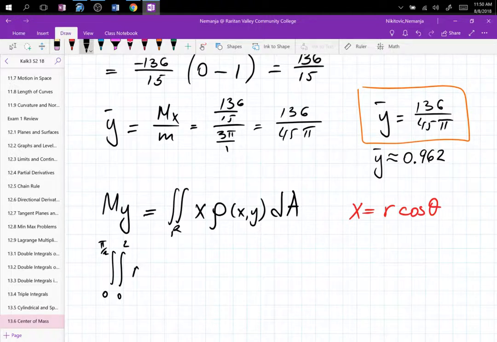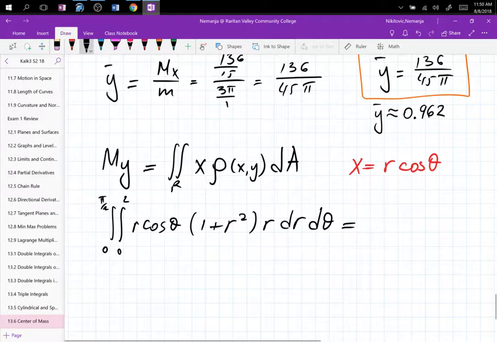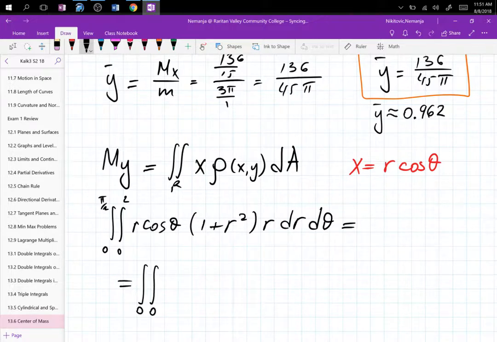0 to 2 r cosine, do you honestly think that I like calculating this from scratch? No. But I have been told that I'm the best in the galaxy, so I'm doing it. You know, that's what the best of us do, even though we don't have to. r squared plus r to the 4 dr d theta.